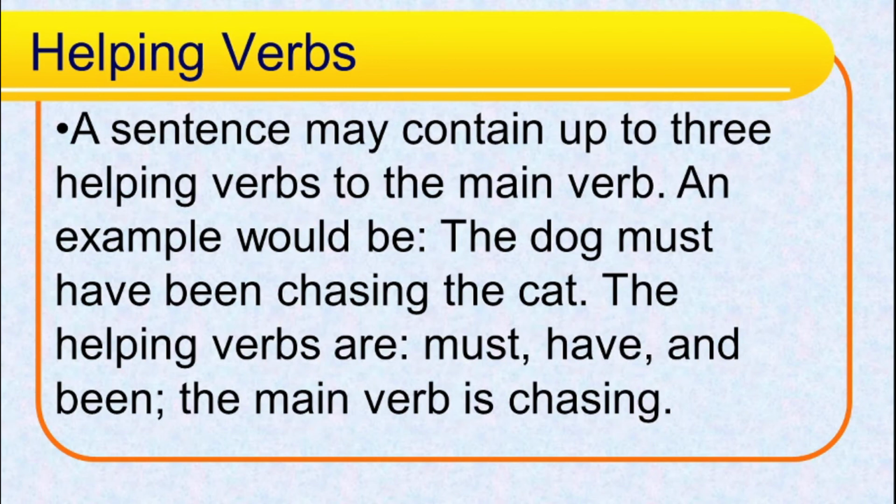A sentence may contain up to 3 helping verbs to the main verb. An example would be, the dog must have been chasing the cat. The helping verbs are must, have, and been. The main verb is chasing.